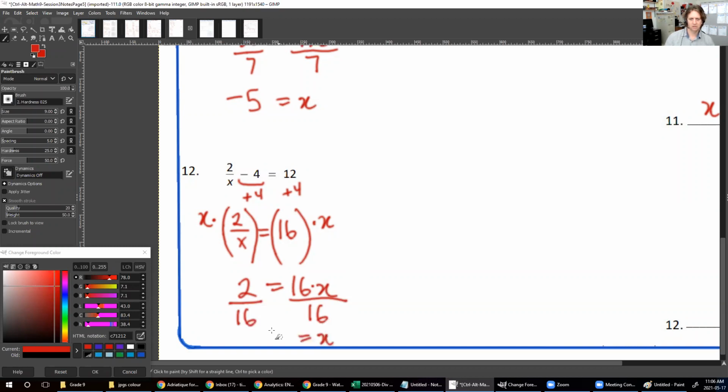x is equal to 2 over 16, which is 1 over 8. I can divide the top and bottom by 2. Here, I'll just rewrite that. x is equal to 2 over 16 divided by 2. We're simplifying here. 1 over 8.